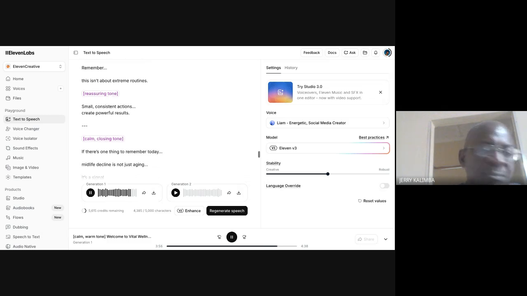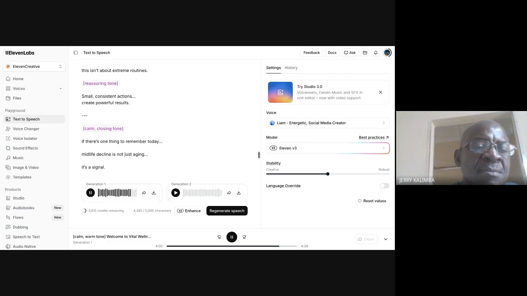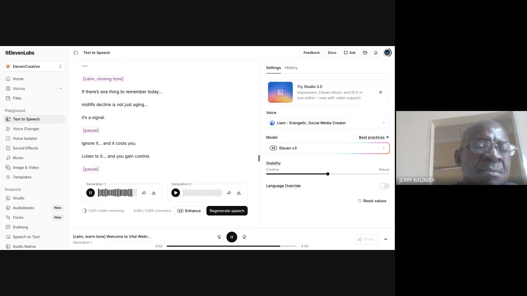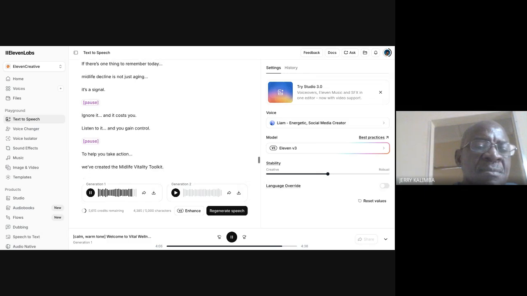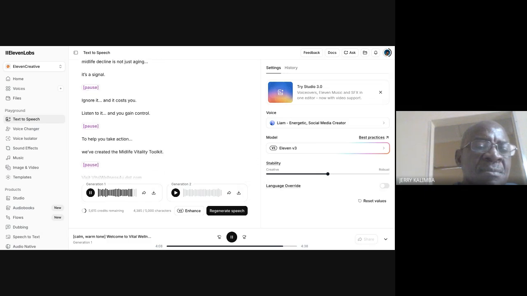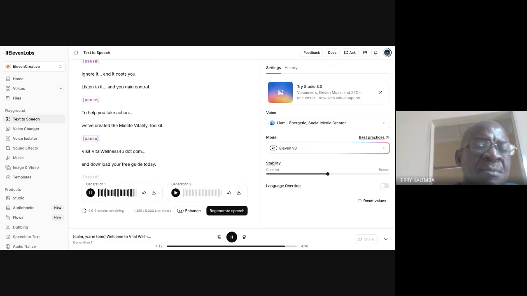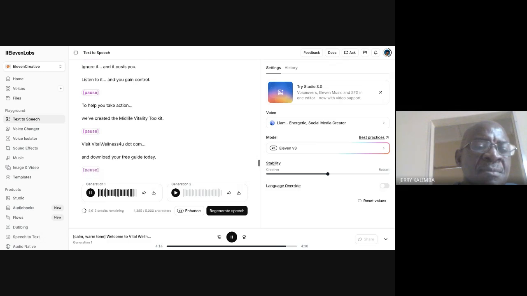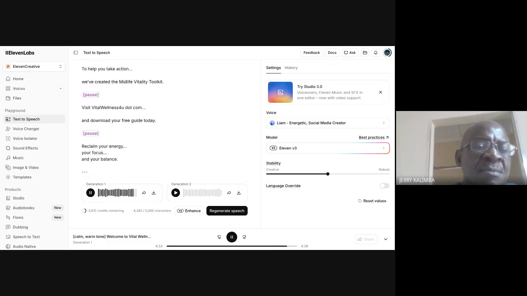If there's one thing to remember today, midlife decline is not just aging, it's a signal. Ignore it and it costs you. Listen to it and you gain control. To help you take action, we've created the Midlife Vitality Toolkit. Visit vitalwellnessforyou.com and download your free guide today. Reclaim your energy, your focus, and your balance.